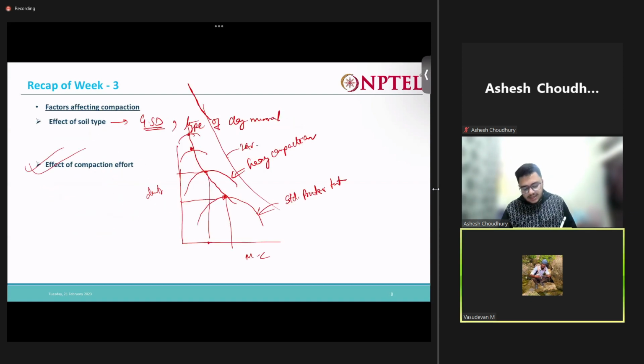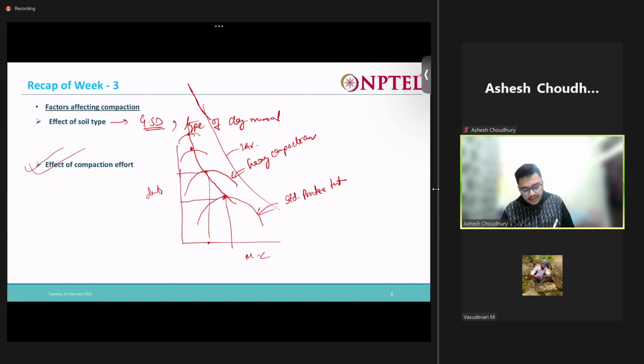So if this is the graph for my standard Proctor test, then my modified Proctor test will look somewhat like this. It will shift towards the left and up.